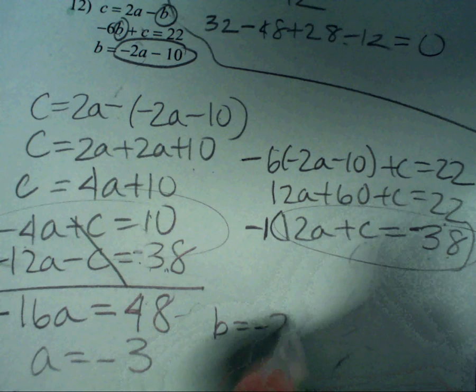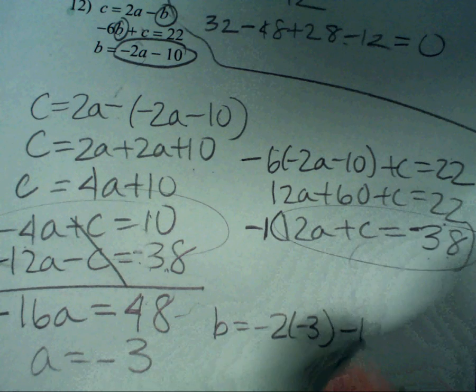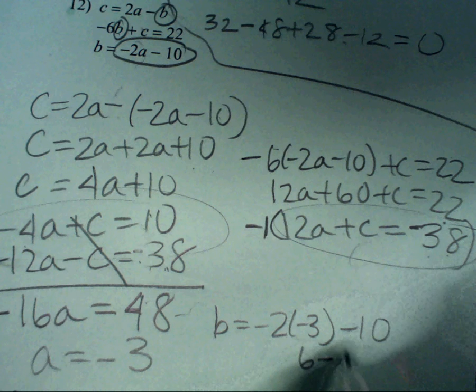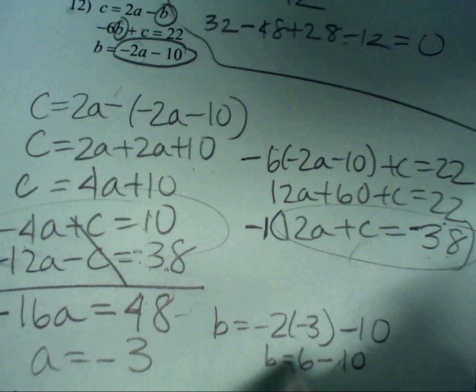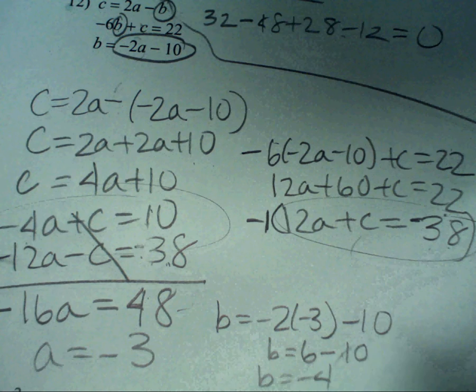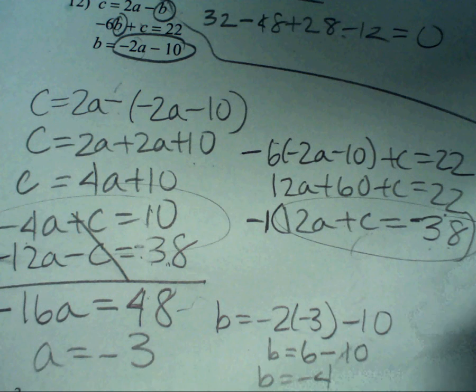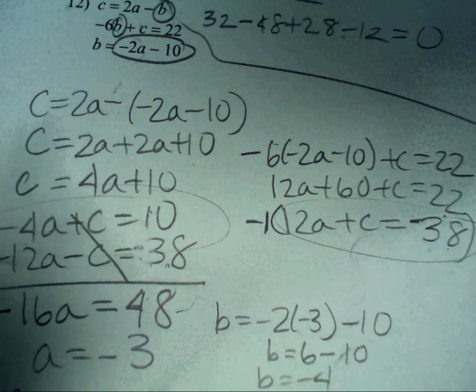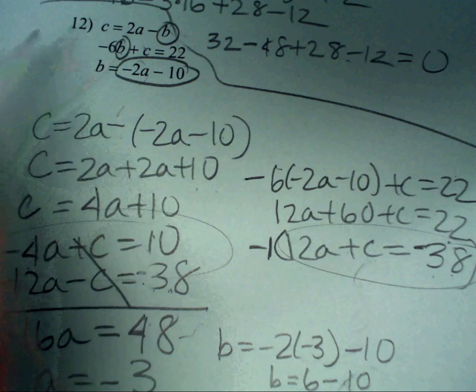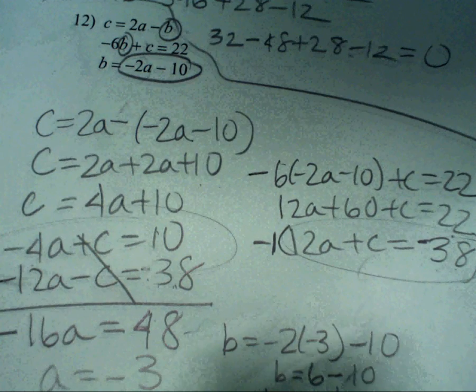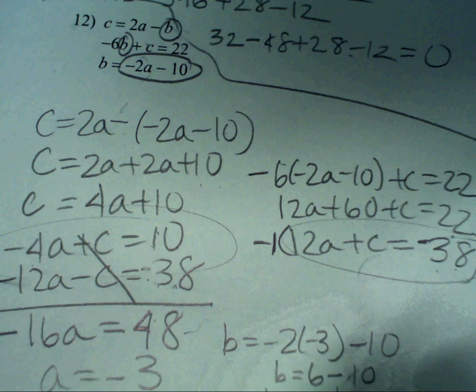Absolutely. There's a place right here that I can find B. So B equals negative 2 times negative 3 minus 10. 6 minus 10. B equals negative 4. And then is there a place to put C, or to find C? Absolutely. There's an equation that is ready for you to find C.